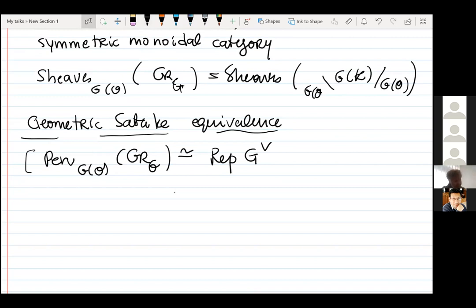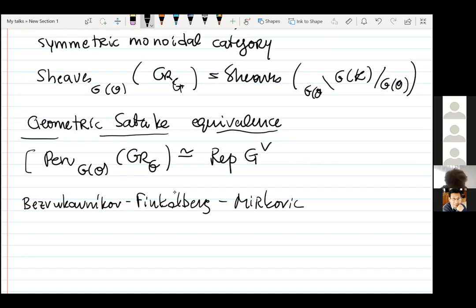So another incarnation of how a dual group appears is the following statement, which I think is due to Bezrukavnikov, Finkelberg, and Mirković. Let's consider the affine Grassmannian, and let's consider its equivariant homology. The way it's defined is that this is actually the inductive limit of finite dimensional projective varieties, and you just take the inductive limit of those homologies.